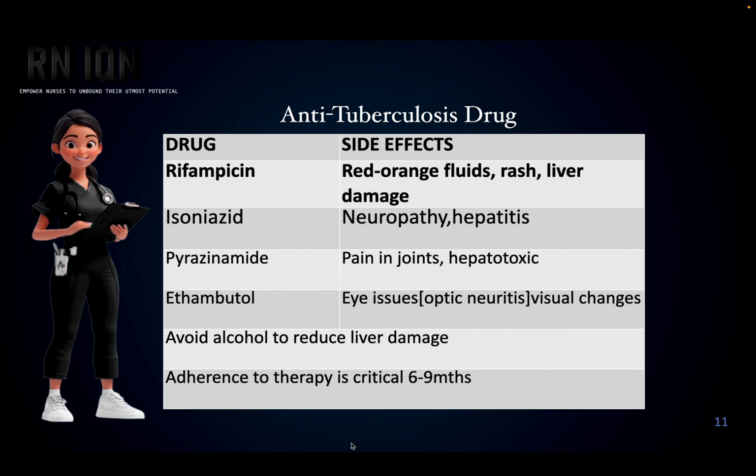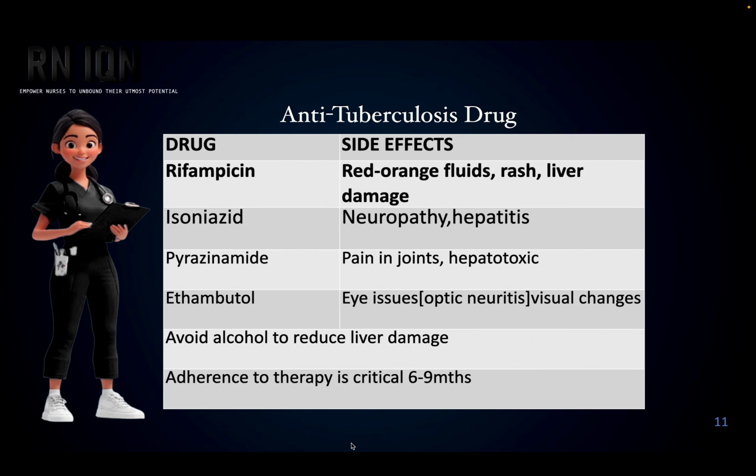Let's see some anti-tuberculosis drugs. These are the drugs which we are giving for the patients, especially rifampicin. It is a powerful antibiotic, as you all know, and it is commonly used to treat tuberculosis and other bacterial infections as well, and often in combination with other drugs like isoniazid, pyrazinamide and ethambutol.